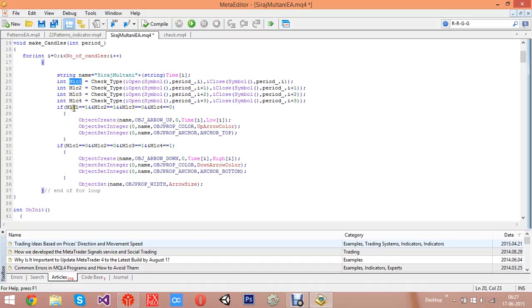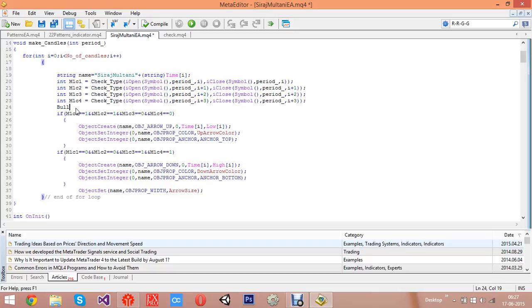and now we check whether the pattern is formed or not. If the pattern is formed, that means there should be bull, bull, bear, bear. As I told earlier, M1C1 should be equal to 1 for it to be a bull candle. So if the current candle is a bullish candle, and the next candle to it is also a bullish candle, and the next candle is a bear candle, and then a bear candle, then this condition is true. And if this condition is true, then it should create an alert, and it should create an arrow object.